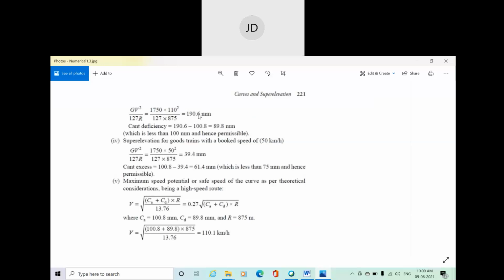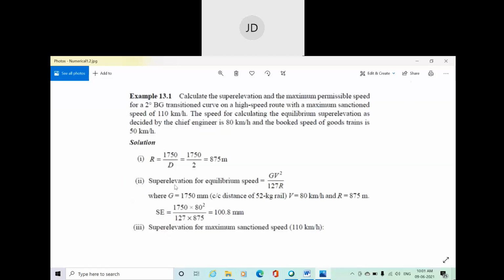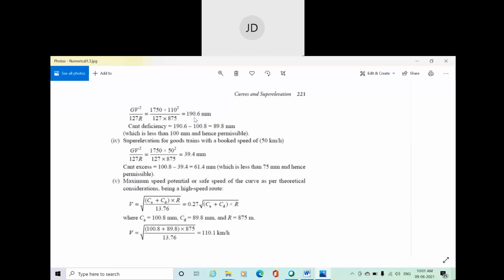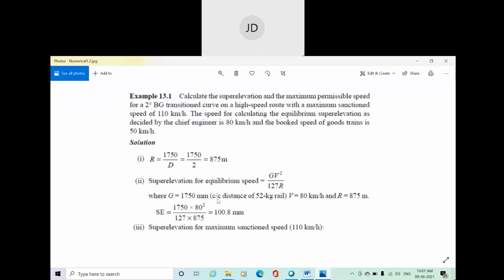190.6 millimeter. That means if you consider the maximum speed of the train, the super elevation coming is 190.6 millimeter. If you consider the equilibrium speed, 80 kilometer per hour, we are getting 100.8. That means for the lowest speed of the train, we get the smallest value of super elevation. If you increase the speed of the train, you are increasing the super elevation. So that means there is a cant deficiency. This is the minimum super elevation that can be applicable for safety.